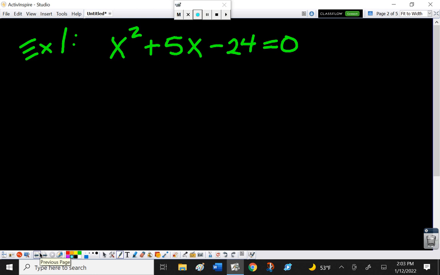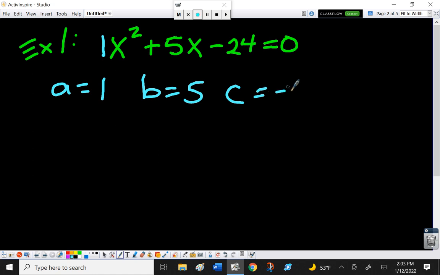Ladies and gentlemen, here's our first example. X squared plus 5x minus 24 equals 0. By the way, it has to equal 0 in order for you to do this. So, first of all, a. A is the number in front of the x squared. This is going to be the number 1. B is going to be the number next to the x. So that's going to be the number 5. And c is the number that's by itself. In this case, it's negative 24 because it's a minus 24.